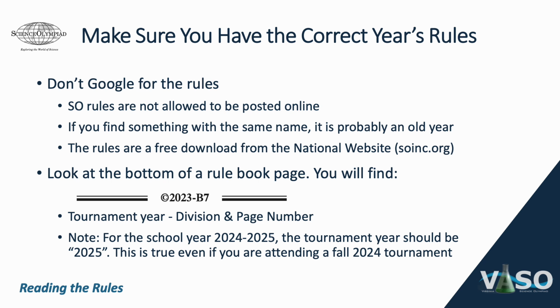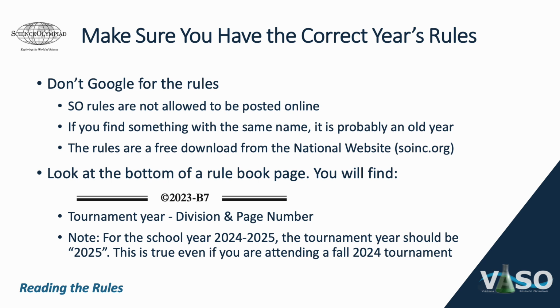However, if you are presented with a document of rules, how do you know whether they're the old rules or new rules? Well, you look at the bottom of the rule page and you'll find an icon that looks like what I've got here on the slide. And that represents the tournament year, division, and page number. So in this specific example, it's tournament year 2023, division B, page number 7.